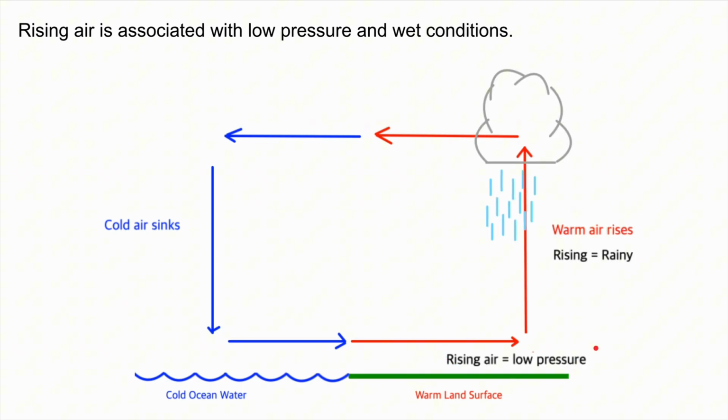Now, this is a mantra for my students, and that is rising equals rainy. Okay, so rising air is going to cause condensation and precipitation. So any place we have rising, we have rain. So when we have low pressure, we have rising air, we have rain.